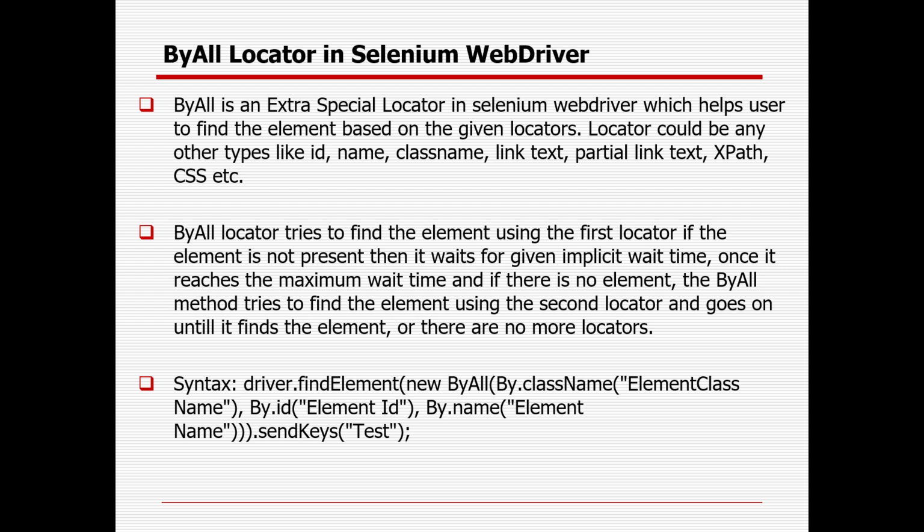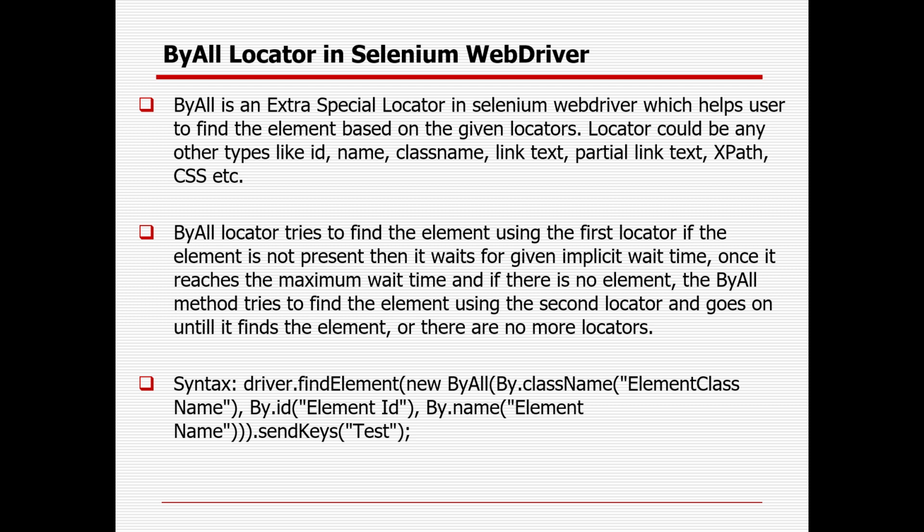But in case something got changed, there might be a failure. That rarely happens, but sometimes for a few web elements there is a probability that some value changes. So how do we deal with that? ByAll is a special locator in Selenium WebDriver which helps the user find the element based on the given locators. The locator could be any type like ID, name, class name, link text, partial link text, XPath, CSS, tag name, etc. So the ByAll locator tries to find the element using the first locator.